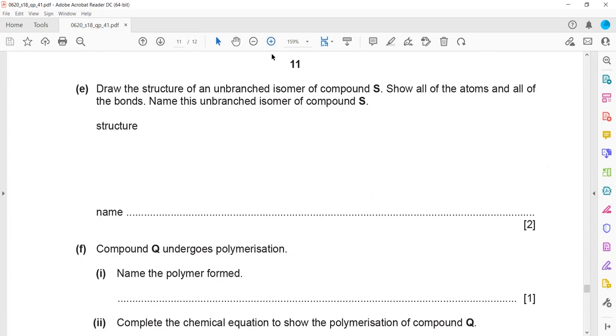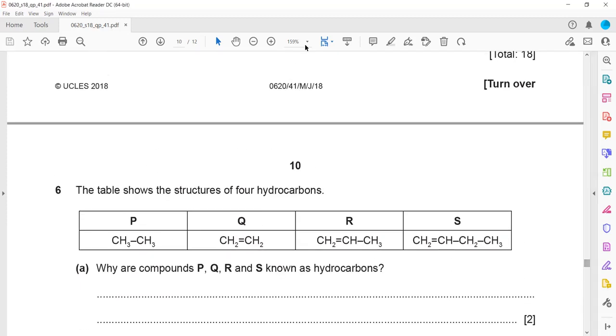Then draw the structure of an unbranched isomer of compound S and show all the bonds and all the atoms. For S, you have to identify what compound S is. Compound S has 4 carbons and the first carbon has a double bond, so it is butene. And remember, whenever we want to draw an isomer of an alkene, how can we draw? There are different ways to draw an isomer.